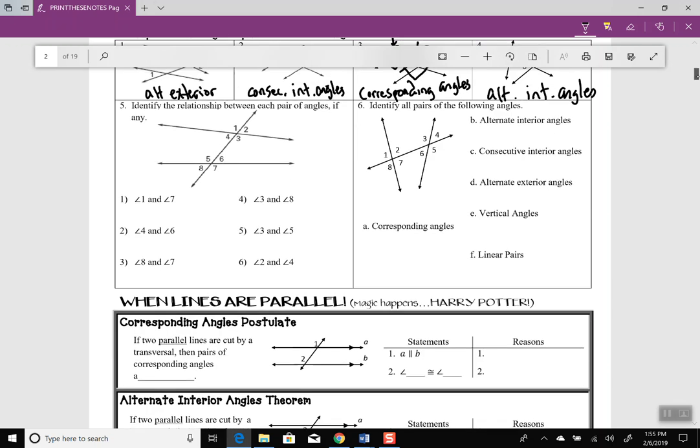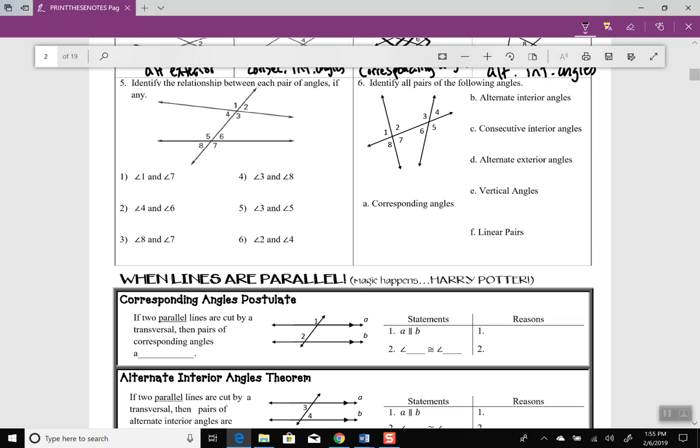Okay. Moving on. Identify the relationship between each of the angles. We crossed off 3 and 8, number 4. 1 and 7. So here's angle 1, here's angle 7. They're on the exterior and they're on alternate sides. So this is alternate exterior. Angle 4 and angle 6, again on the inside of the parallel lines, or lines that look like they could be parallel, so they would get squished. So they're interior and they're on opposite sides or alternate sides, so those are alternate interior angles.